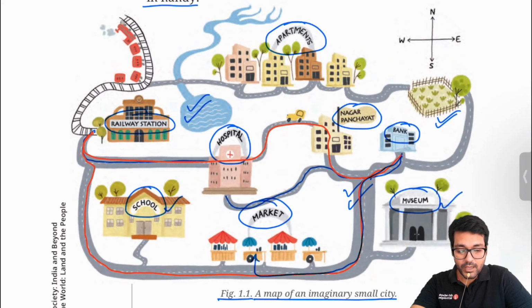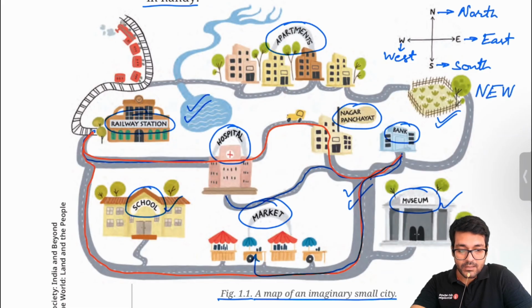You can see 4 arrows in the above right corner. N stands for north, E stands for east, S stands for south and W stands for west. The 4 cardinal directions are NEWS, that means north, east, west, south.